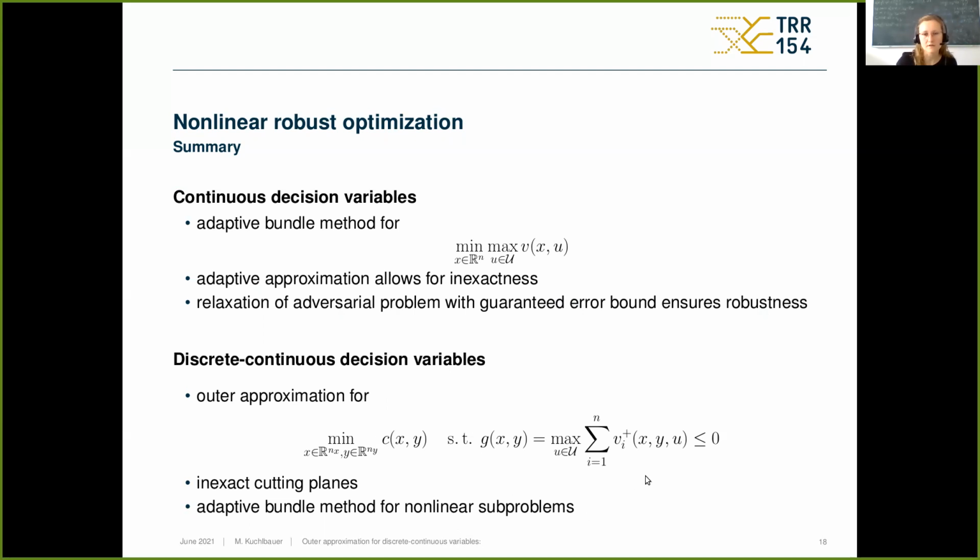And one further research question here will be to make full use of the adaptive bundle method's capability to handle non-convexities. So the next step will be to extend this to quasi-convexity.